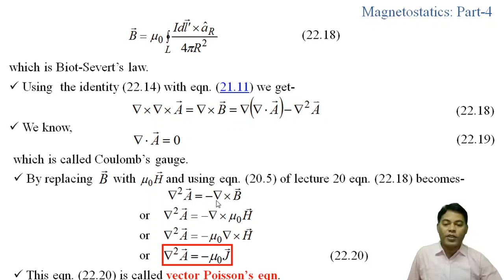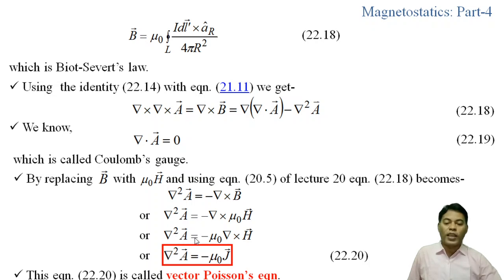That is written here. You can see that grad square A equals minus grad cross B. Here B is the magnetic flux density, which is related to the magnetic field intensity, that is mu naught H. So this B can be replaced by mu naught H. Now mu naught is a constant term, so you can take it outside of the differentiation.